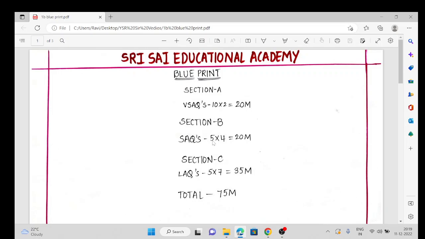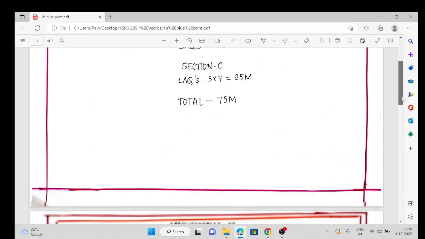In section B, there will be 7 questions. Out of that, you have to attempt only 5. Similarly, in section C, again there will be 7 questions. You have to attempt only 5. But in section A, in VSAQs, there will not be any choice. You have to attempt all the 10 questions. So this VSAQs section A is very crucial to get full marks, 75 out of 75, or above 70 marks. This is the total 75 marks pattern.